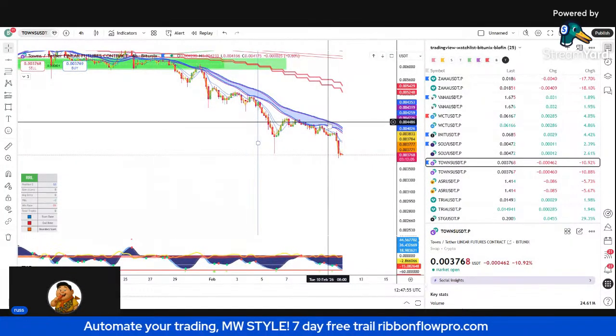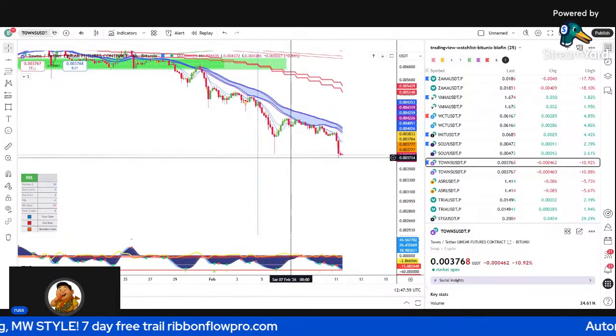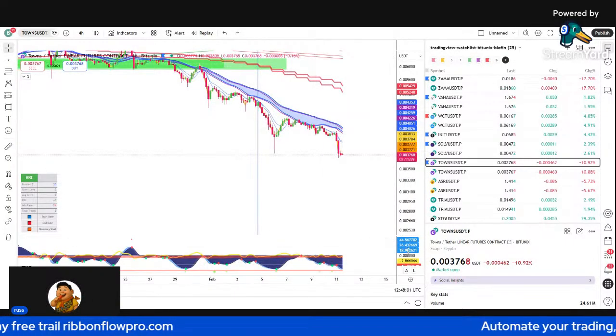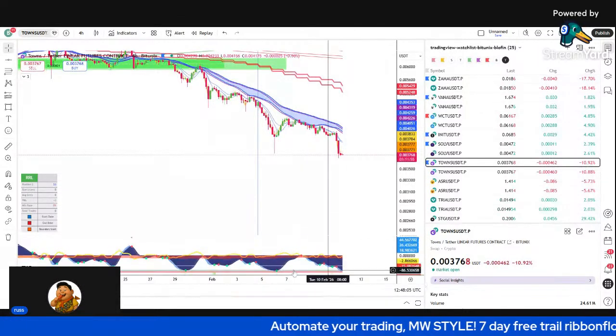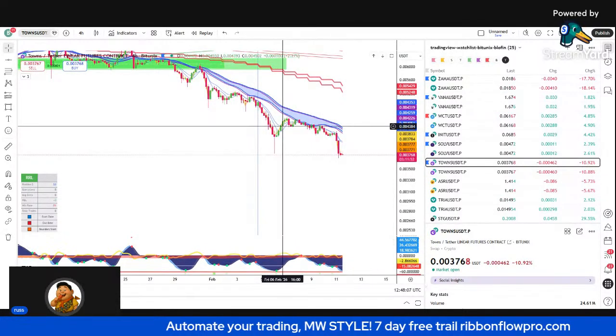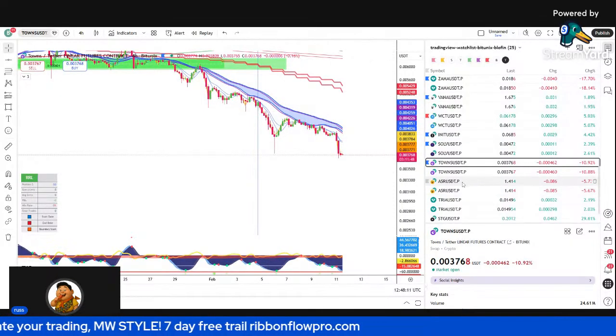These buys failed. That buy failed. But the next one could be good. And also VWAP is coming down. Momentum is coming down. Price is coming down. Everything's coming down. So Towns could actually be going lower, but I'll keep an eye on it.